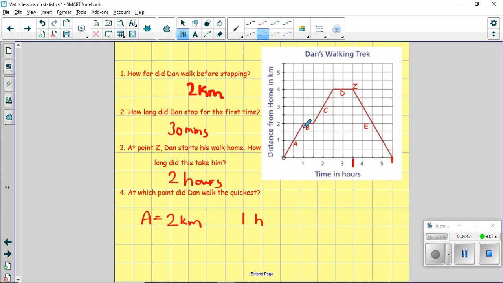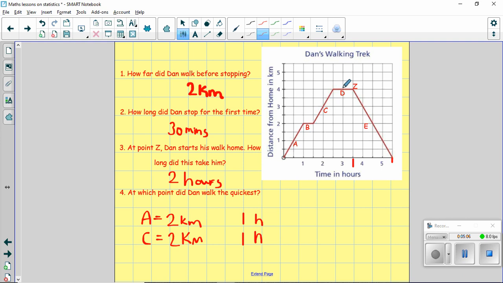B obviously is not moving around. C, let's have a look at C then. How far did he travel? Well, he started here, so that was on 2 kilometres up to 4. So he's travelled another 2 kilometres. And how long did that take him? From an hour and a half to 2.5 hours. Again, that's an hour.